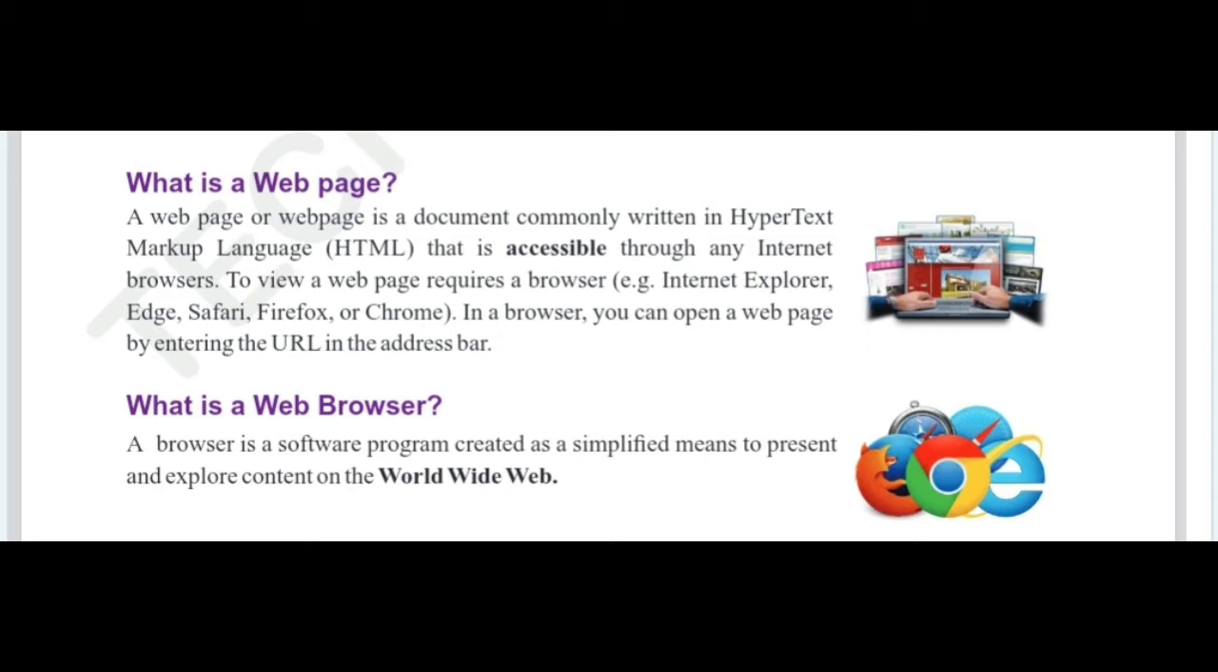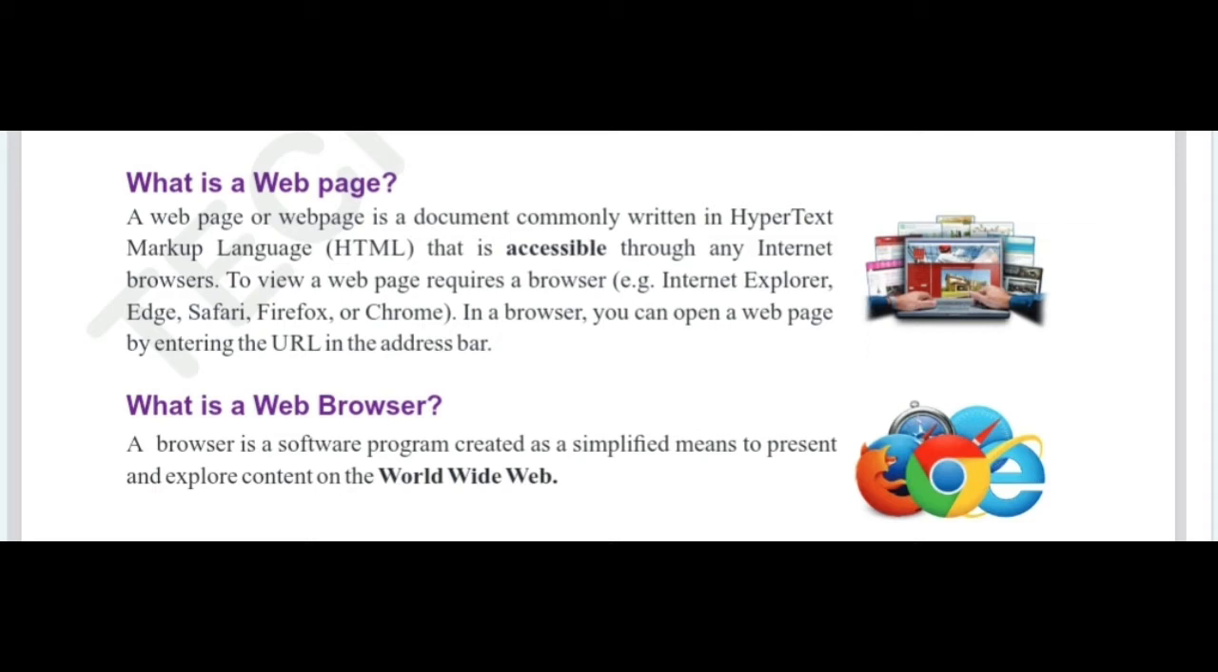To view a web page requires a browser: Internet Explorer, Edge, Safari, Firefox or Google Chrome. In a browser, you can open a web page by entering the URL in the address bar. I hope you know how to open websites and how to browse the information. This is a simple paragraph. They are telling about what a website and a web page are, and how to open them and browse information on the internet.